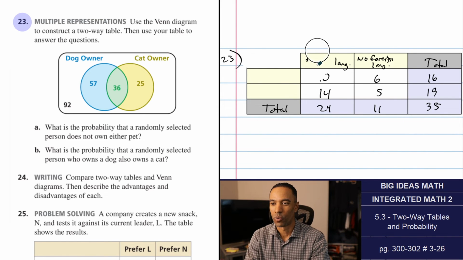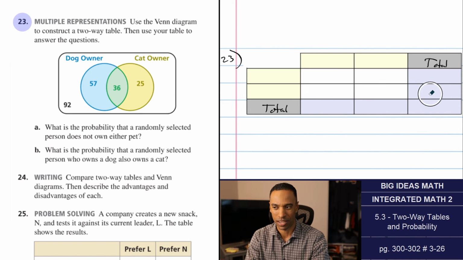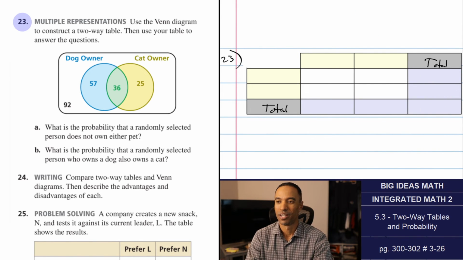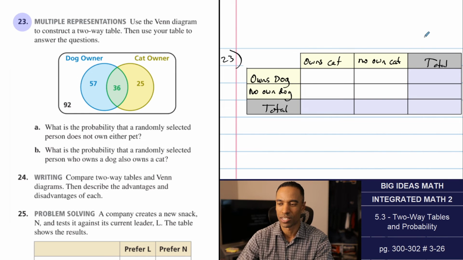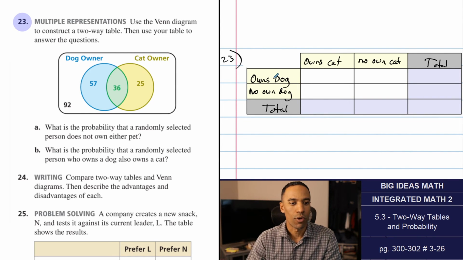So, what are we going to do? Owns a dog, doesn't own a dog. Owns a cat, doesn't own a cat. So, owns dog. Dogs rule. No. Own dog. And owns cat. And no own cat. Let's see if the world is right in what we should be doing here. If you own both a dog and a cat, that's 36 of y'all.